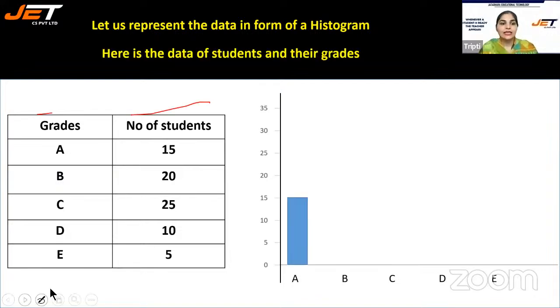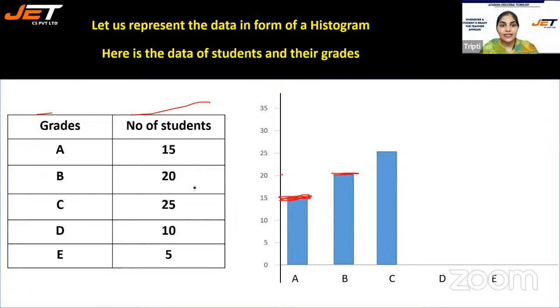As you can see. Now, if I talk about grade B, 20 students, grade B. Grade C, 25 students over here. I have made this bar up to 25, and D is 10. So 10 students scored D. E is scored by 5 students. So I have made the bar up to 5. Right? So this is A, B, C, D, E.